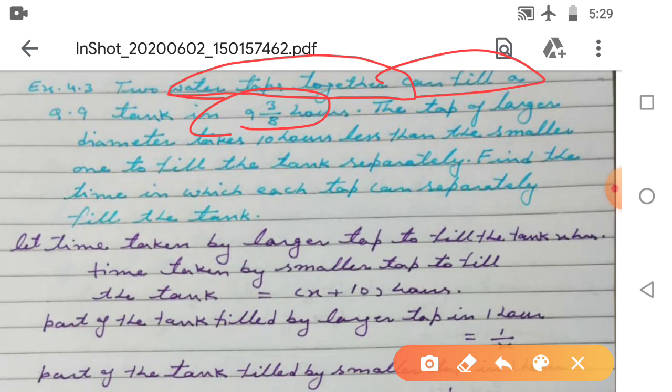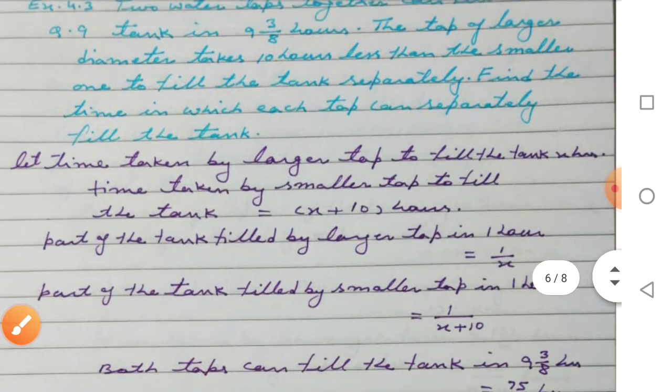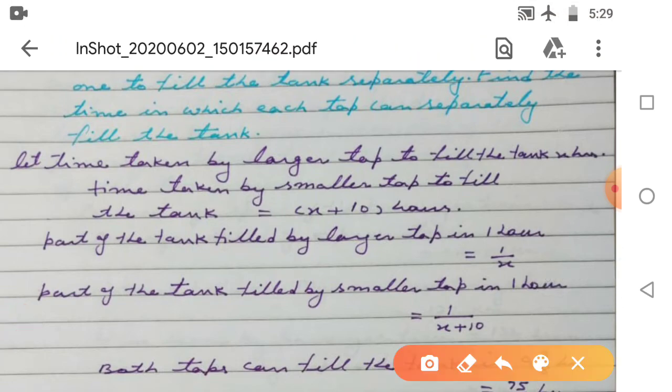But this is the first condition, and the second condition is saying that the tap of a larger diameter takes 10 hours less as compared to the tap with the smaller diameter. So, we start our solution with that. Let the time taken by the larger tap to fill the tank be x hours. Larger tap can fill the tank in x hours. So, the time taken by the smaller one will be 10 hours more, so x plus 10 hours, this is important.